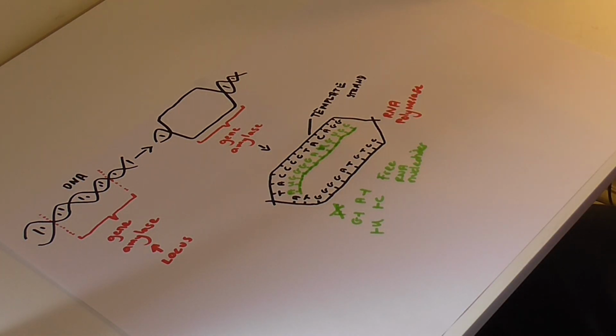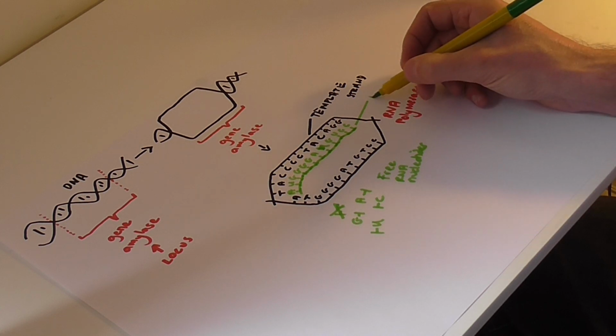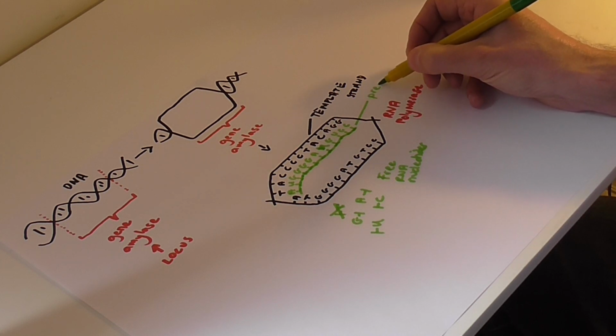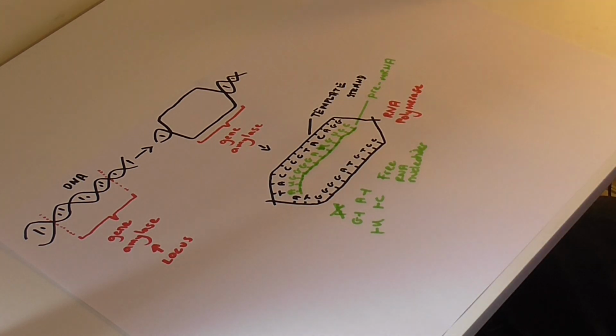and so now what's been formed is a pre-mRNA strand. We have a pre-mRNA molecule, and as we discussed before, RNA molecules are just made up from single polynucleotide strands.